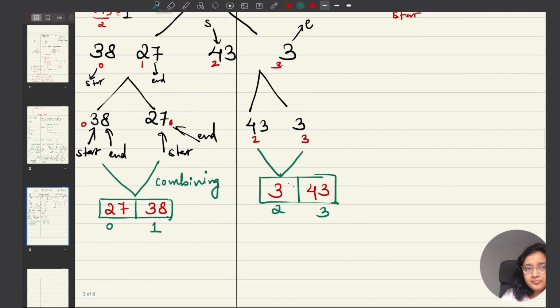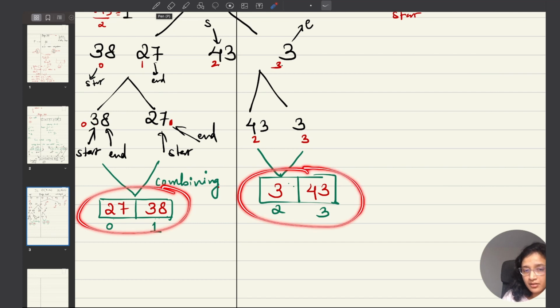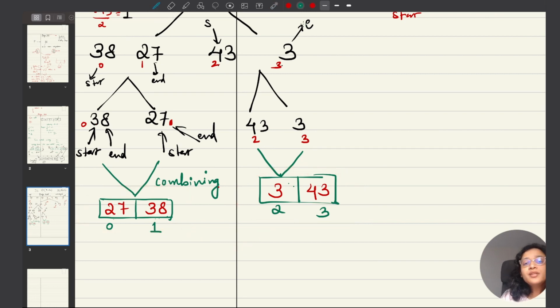Okay. Now tell me, we have these two solutions, right? This is one sorted, this is one sorted. Again, what are we doing? We have one sorted subarray here, right? And we have another sorted subarray here. Now what do we have to do? We have to combine these two into one big sorted subarray, which we know how to do, correct? So we're going to do that exactly.